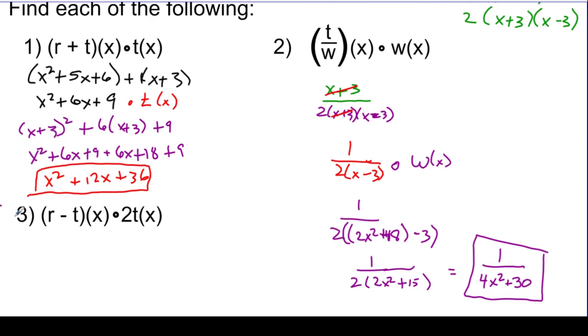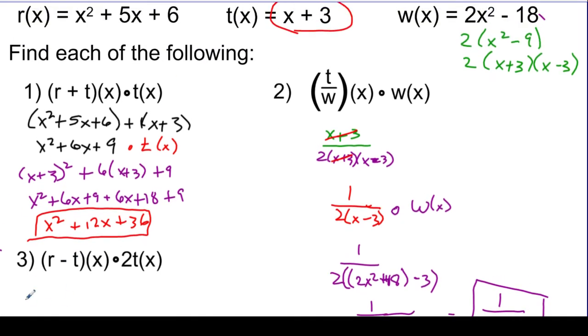Okay, last problem, we have actually two sets of operations. I need to do r minus t, so let's go back up to the top. R is x squared plus 5x plus 6, okay, and I'm subtracting t, which is x plus 3, okay. And be careful, the minus sign applies to both of these. So this first expression is going to turn into x squared plus 4x plus 3, right? That is my first expression.